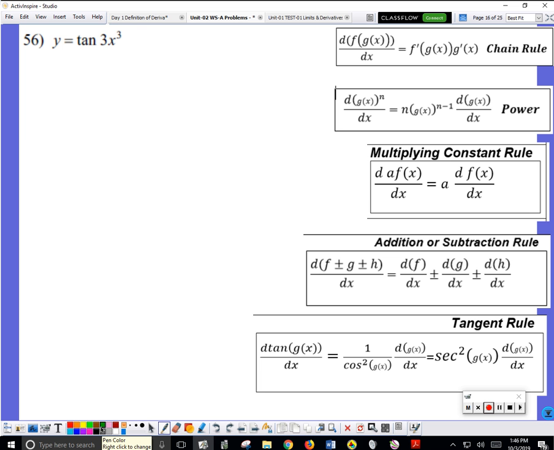Hey, the first step is always be safe. You take the derivative of both sides, which means you apply the derivative operator to both halves of the equation. That is legal per algebra. Yep, because of algebra, this is legal. As long as you maintain equality, you can perform the same operation to both sides of the equation.